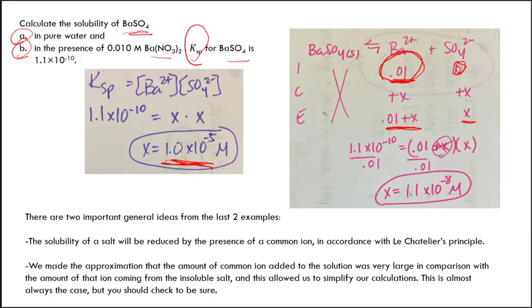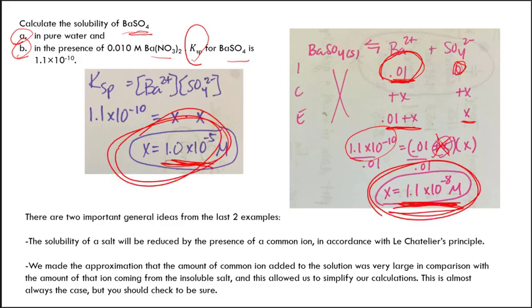When I plug this in, if I take that KSP and times it by 100, I am way less than that initial, so I can cross off that plus x. Divide both sides by 0.01, and I would get an x value of 1.1 times 10 to the negative 8. Again, this is much smaller than in pure water. So with the common ion, my solubility is much less.